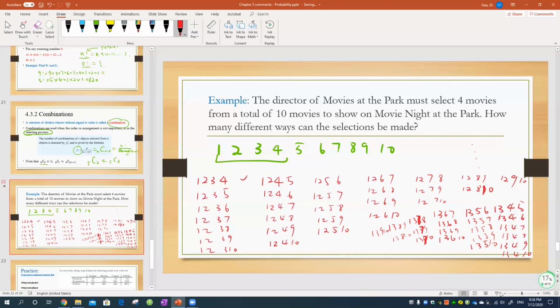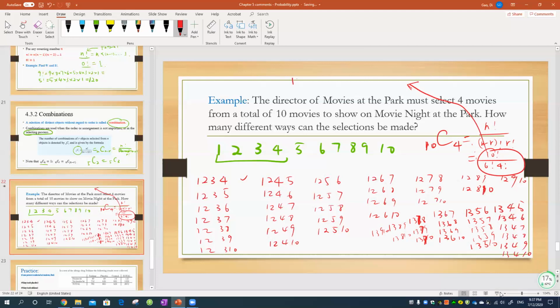By the rule, we just need to calculate choose 4 from these 10 movies. And then we know for n choose r, we have n factorial divided by n minus r factorial and then r factorial. So this is going to be 10 factorial divided by n minus r, 10 minus 4, 6 factorial, and 4 factorial. So we just need to calculate this to get the different ways.